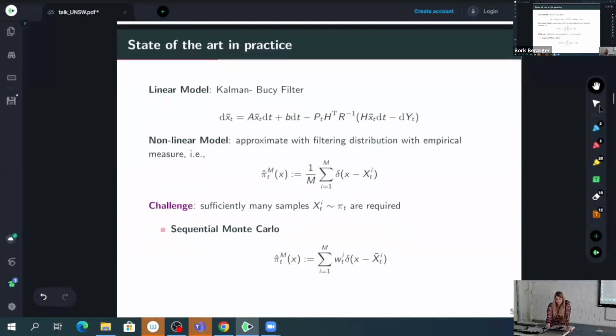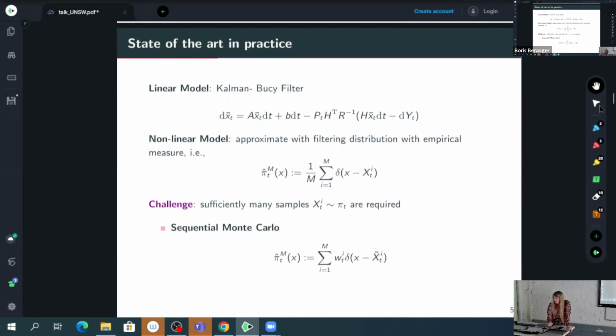At least interrupt me at any time if you have a question. I'm trying to look at the chat as well. So in the linear setting, when our evolution equation, so our drift, is essentially linear, and so is our observation operator, which was the H on the previous page, then we do actually know what the filtering distribution looks like, because it's just a Gaussian. And then we just need to know how the first two moments evolve.